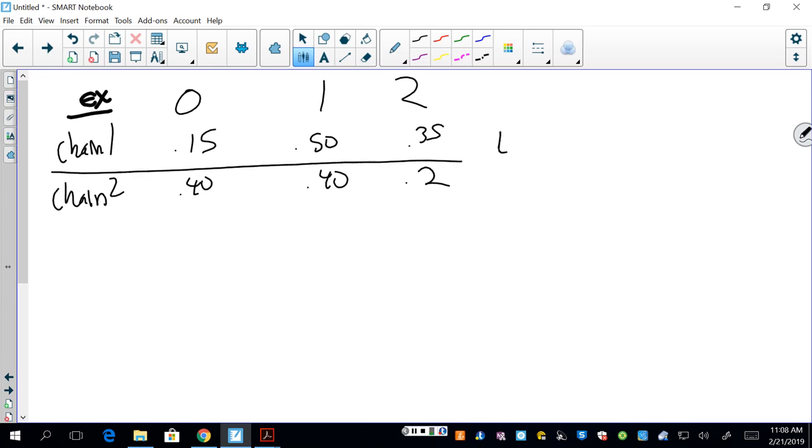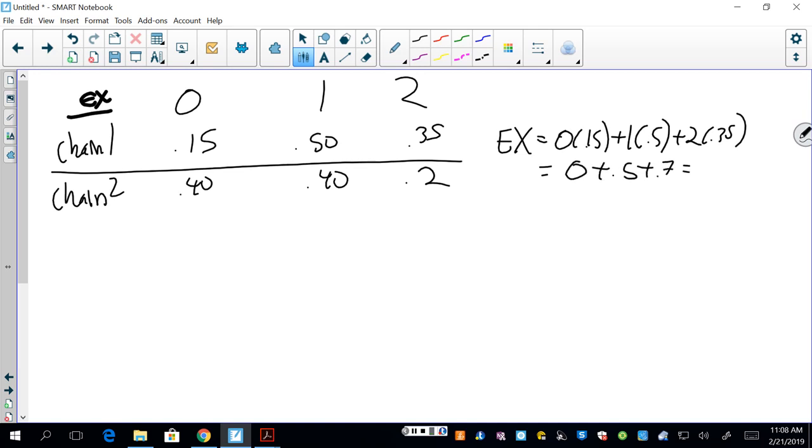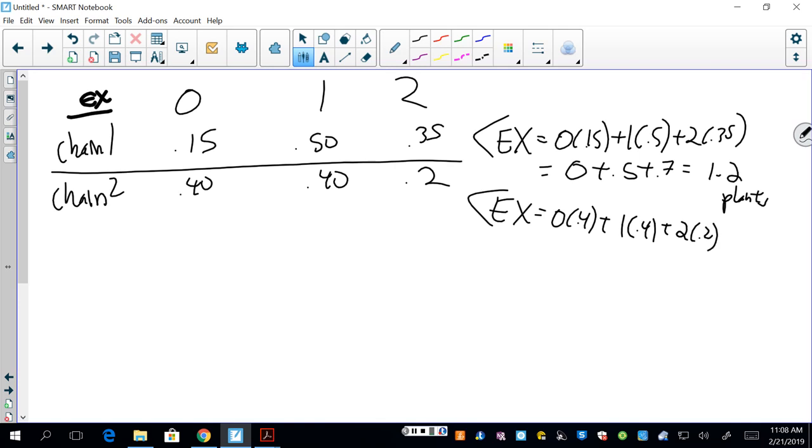So the expected value of the number of plants here: 0 times 0.15 plus 1 times 0.5 plus 2 times 0.35, so 0, 0.5, 0.7, so 1.2 plants in this conference center. And this one had on average 0 times 0.4 plus 1 times 0.4 plus 2 times 0.2, so it's 0, 0.4, 0.4, 0.8 plants on average. Not a lot of plants.